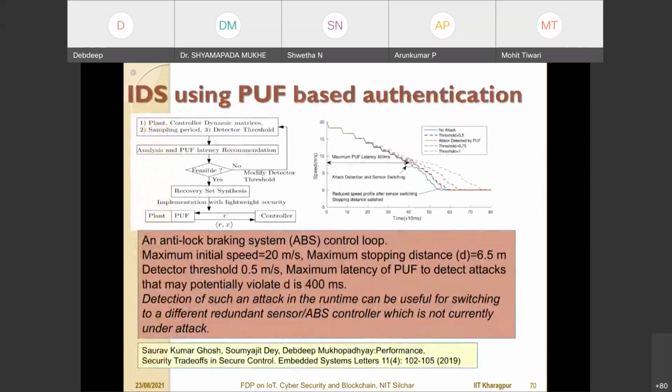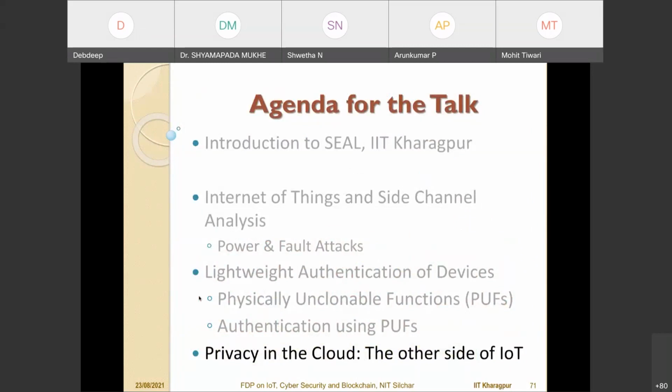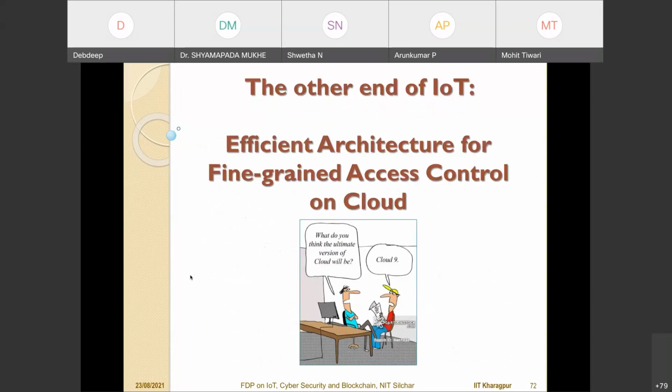So let me just talk briefly about the last point that I wanted to touch upon, which is privacy in the context of the cloud. So one of the key points here is, you have got information in the cloud, and how do you really ensure that your data is secure?